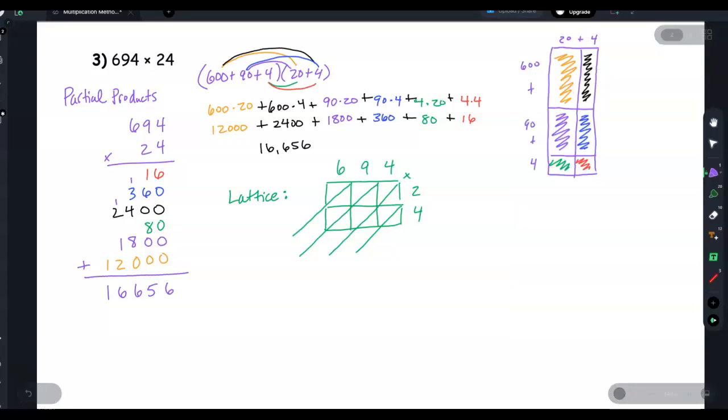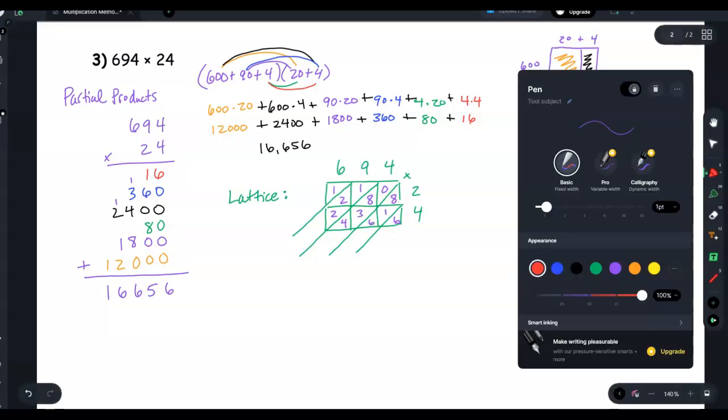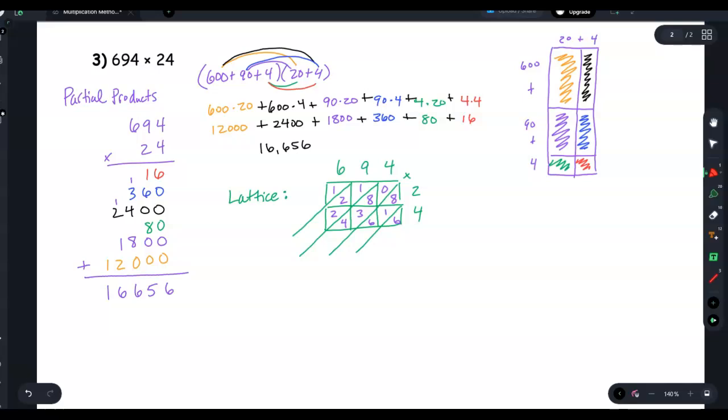So I'm going to go ahead and multiply. 6 times 2 is 12. 9 times 2 is 18. 4 times 2 is 8, which I'll put in as 0, 8. 6 times 4 is 24. 9 times 4 is 36. 4 times 4 is 16. And now I'm going to add along each diagonal. This one is just 6. 8 plus 1 plus 6 is going to be 15. So I'm going to write my 5 and regroup my 1 into the next diagonal.